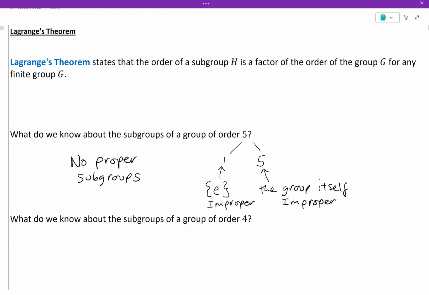And this will be the case for any group of a prime order because the only factors are 1 and itself.